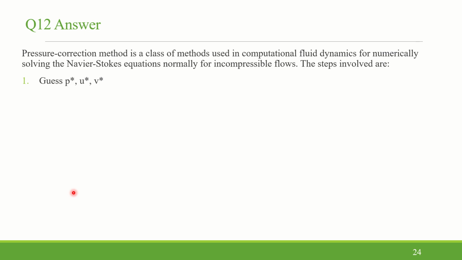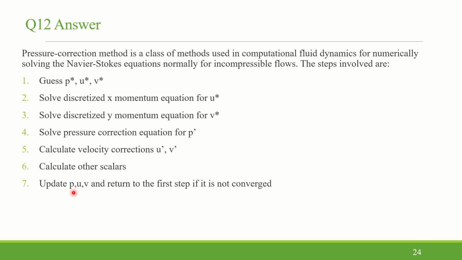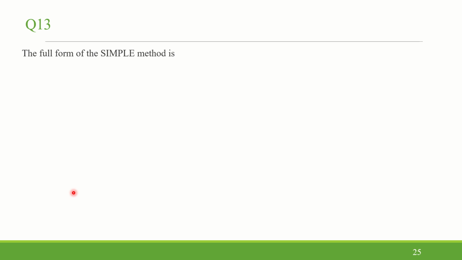So now we will go to question 13. In question 13, what is asked is that the full form of the SIMPLE method is dash. SIMPLE is one of the solvers we use in CFD to get the solution. We have all seen that we use the SIMPLE algorithm. So what exactly is the full form of SIMPLE?